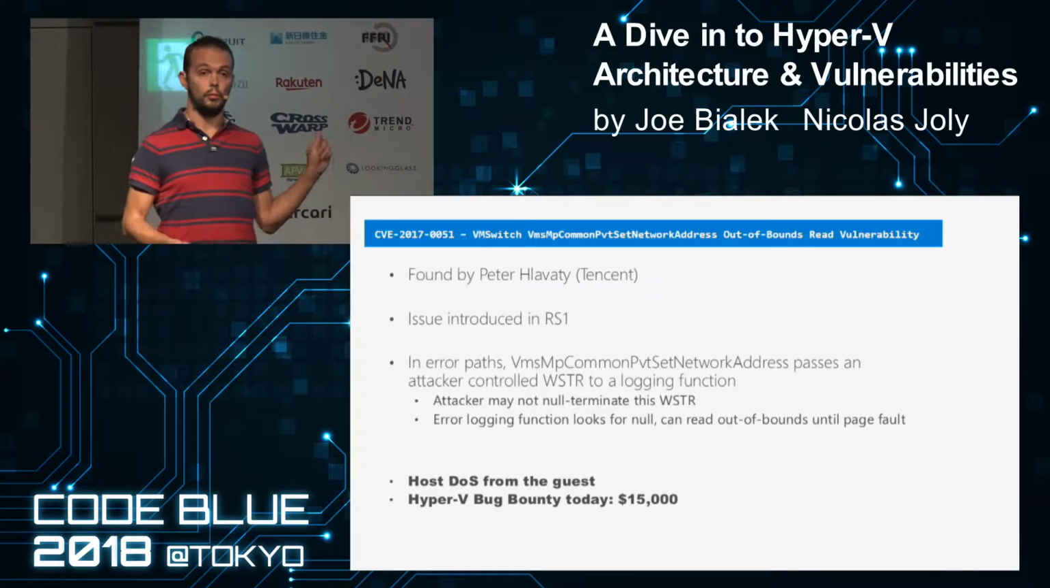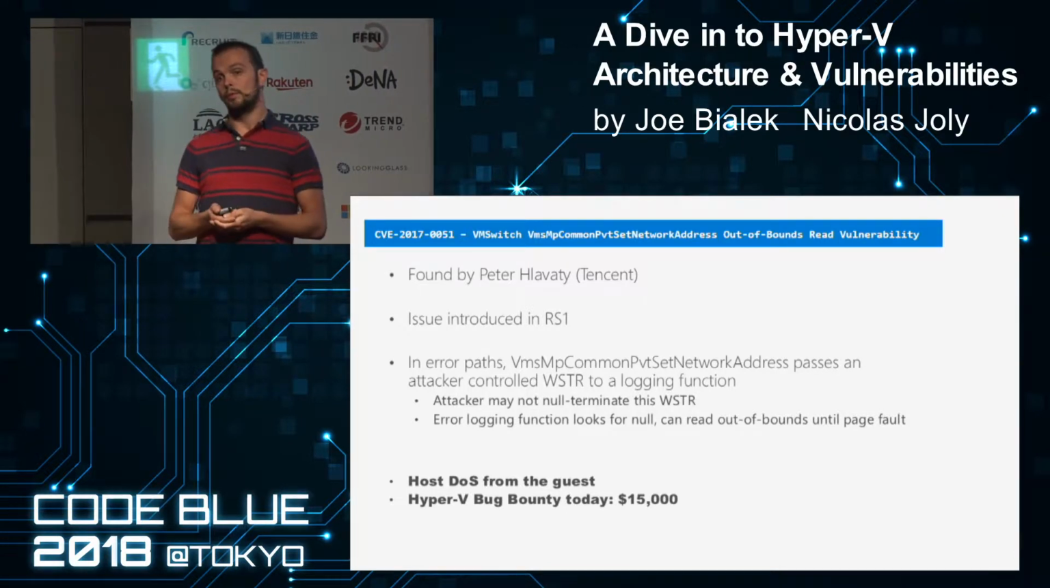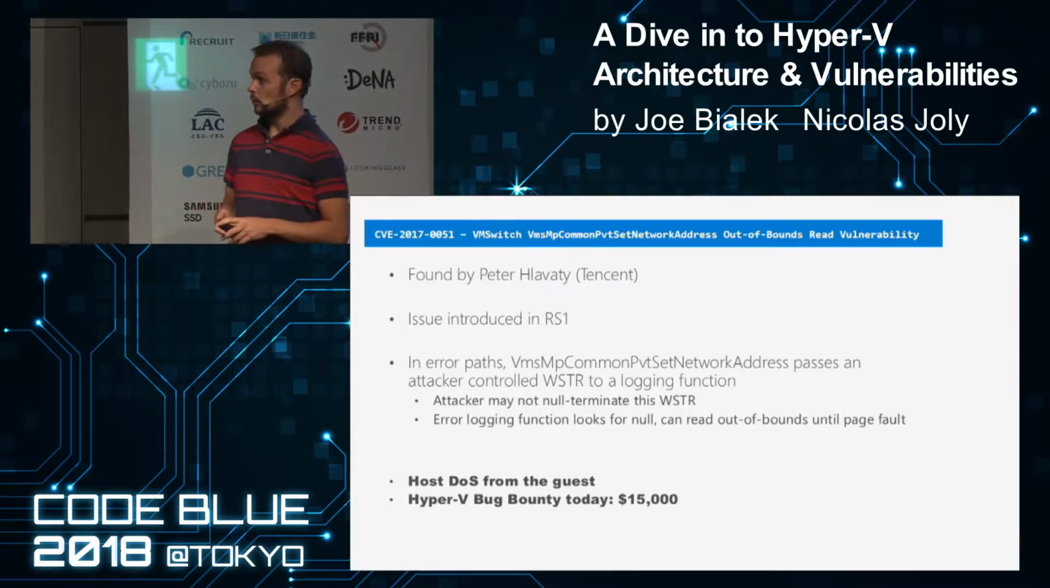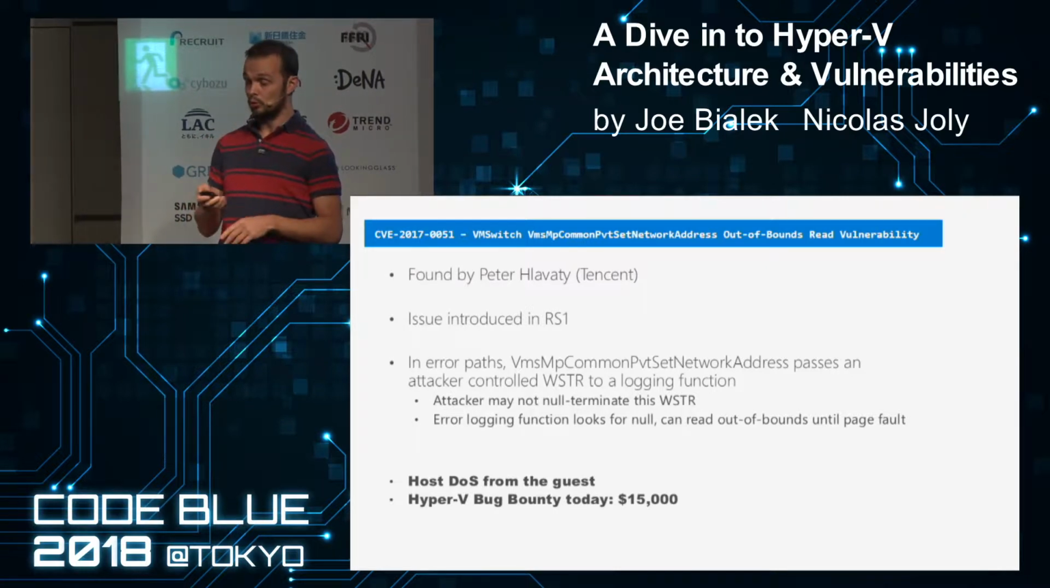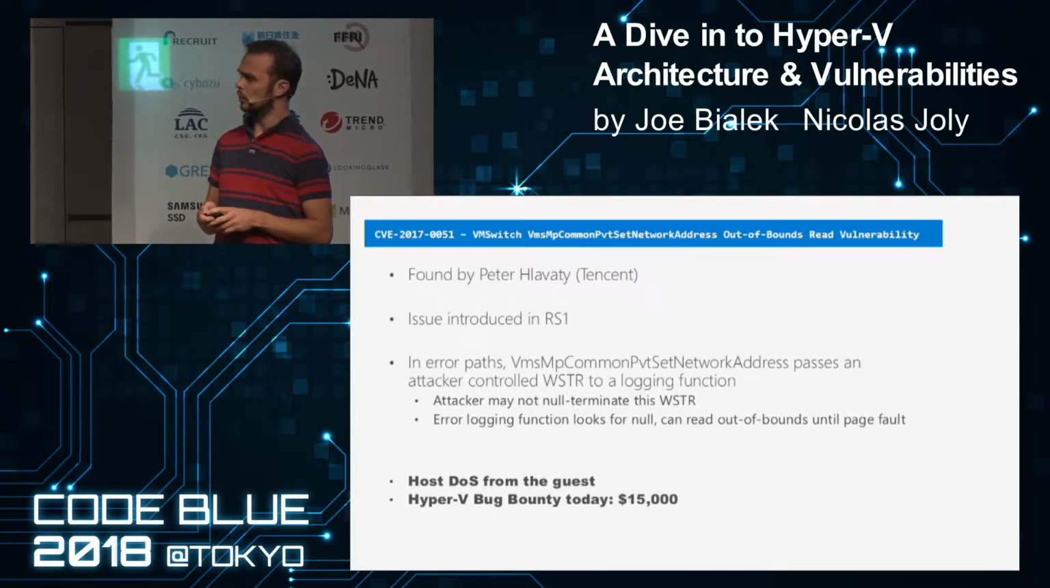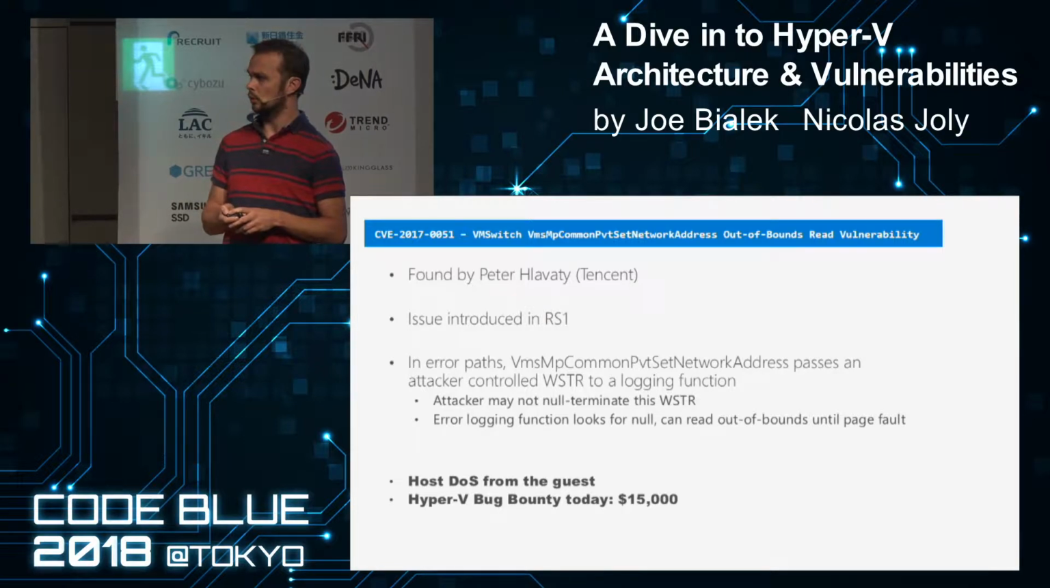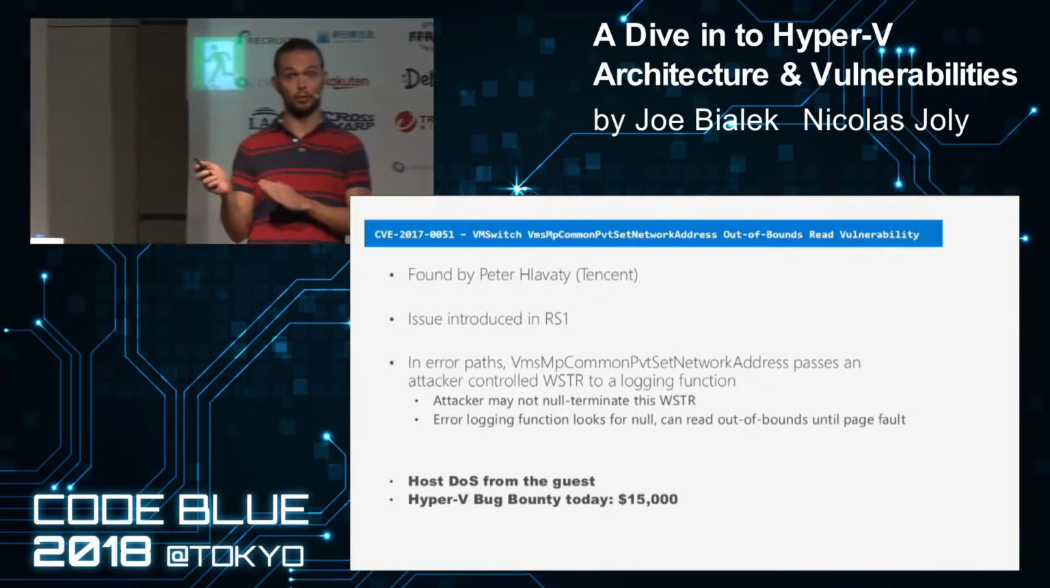So if you were applying the special flags to VM switch at that moment, you would be able to crash the host. For a bug like this right now, we would pay $15,000. And that's almost what Peter got. I think he got 10 because that was 2 years ago when he reported it. Yeah, so we keep increasing our bounty also.